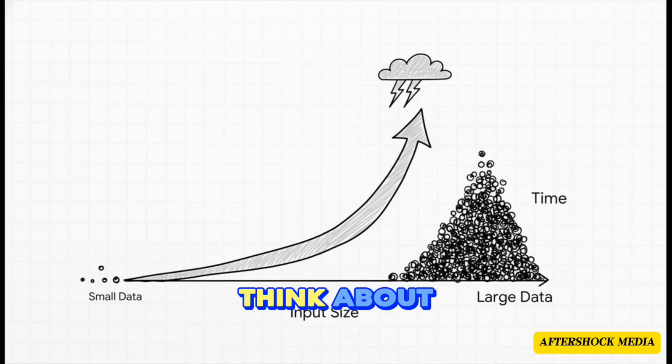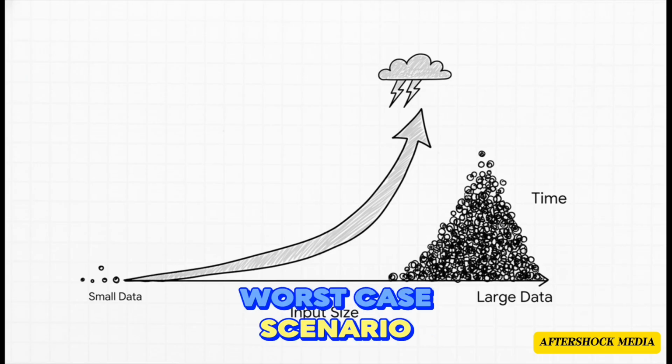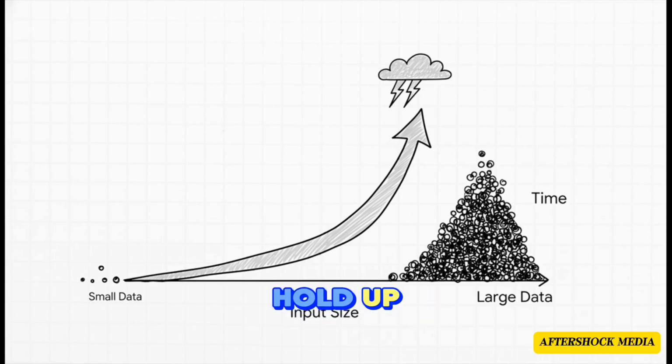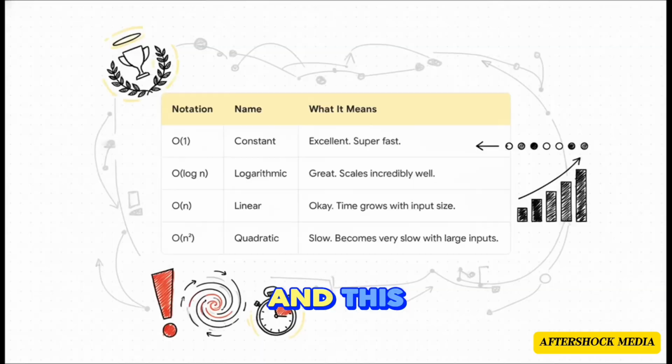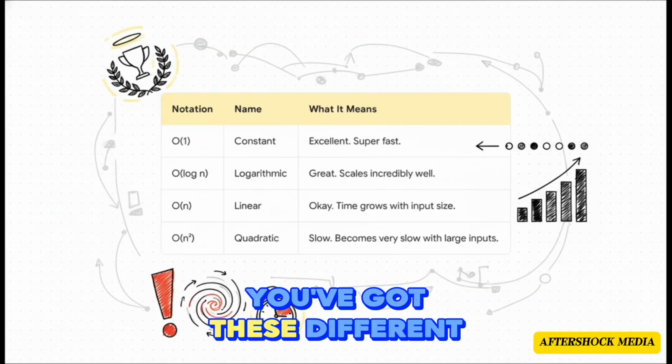The easiest way to think about Big O is like a performance scorecard. But here's the key. It doesn't really care about small amounts of data. It's all about the worst-case scenario. It tells us how an algorithm is going to hold up when the amount of data gets huge. And this chart breaks it down perfectly. You've got these different tiers.